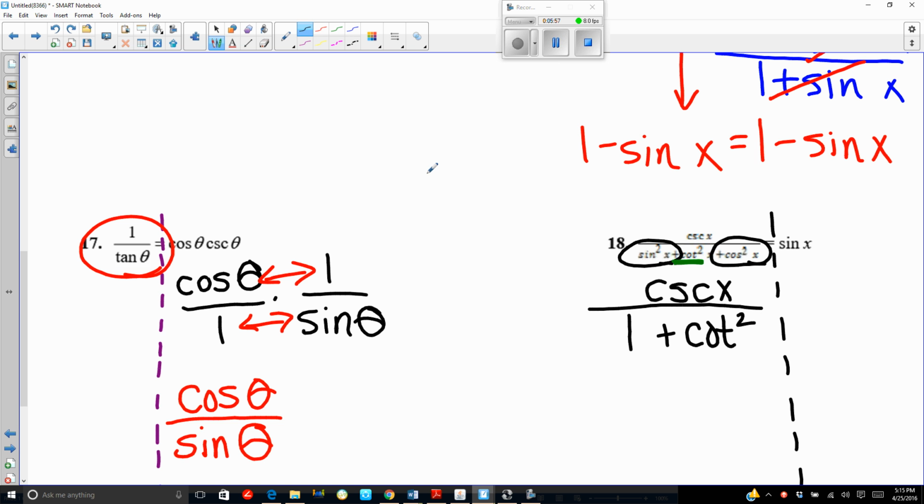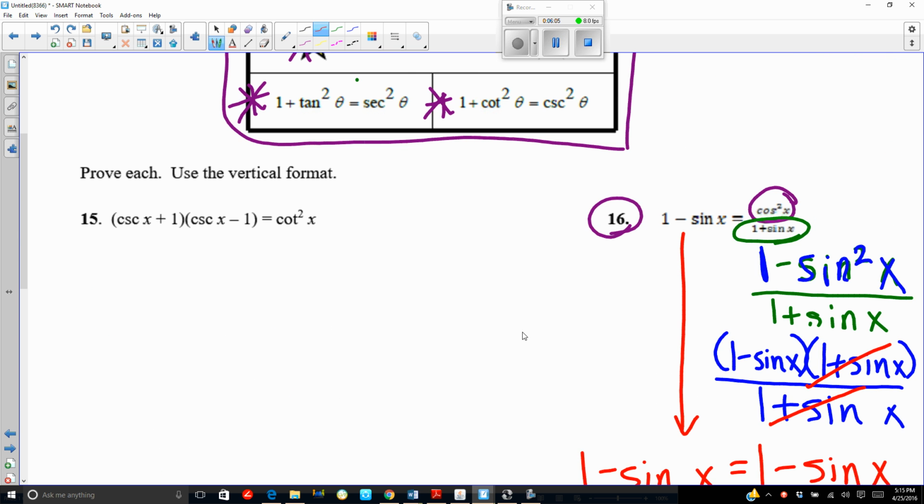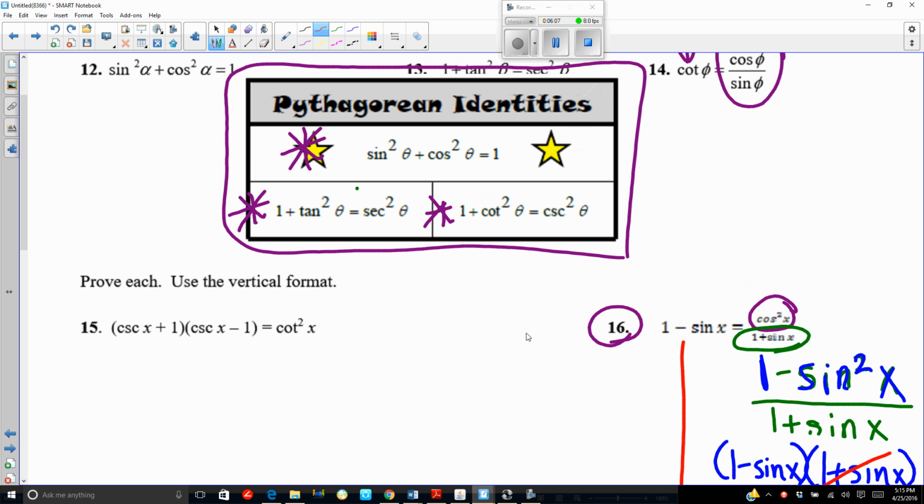And here's the tough one. I kind of feel like it's the toughest to remember, that you need to sit down, maybe make flashcards, and memorize this. 1 plus cotangent squared. You look up here. It's this identity right here. 1 plus cotangent squared equals cosecant squared.